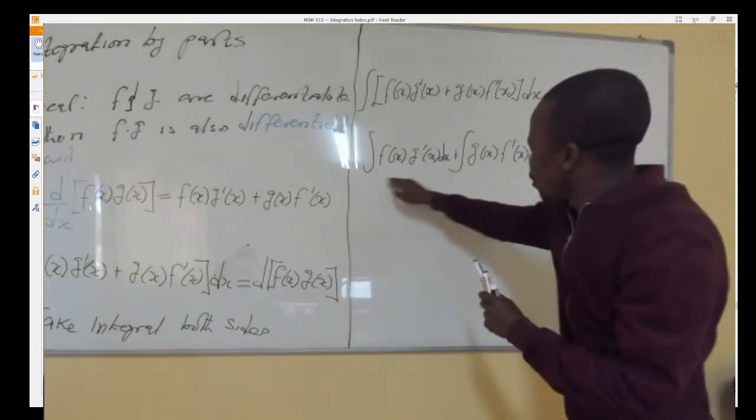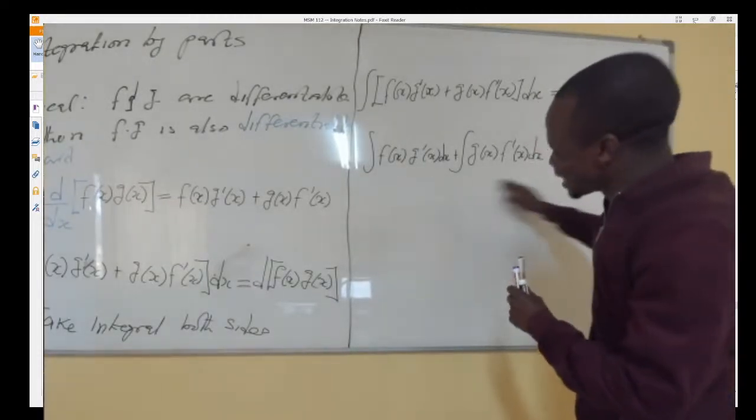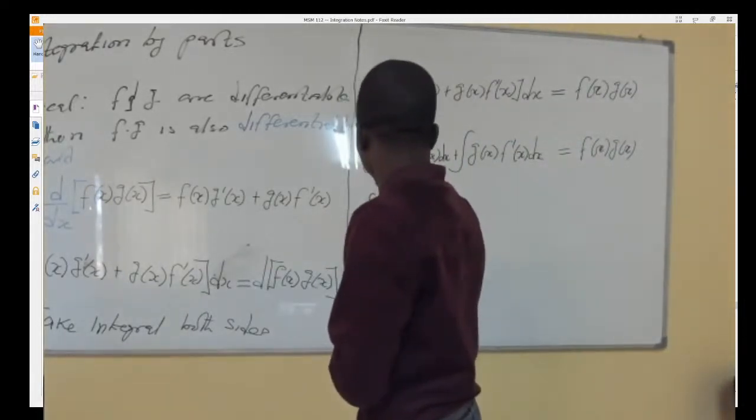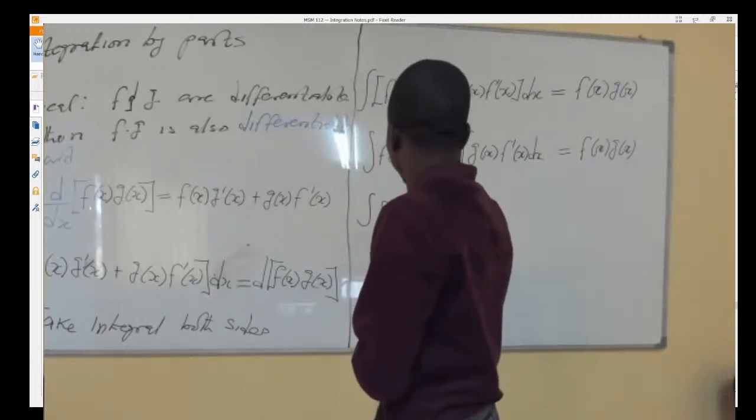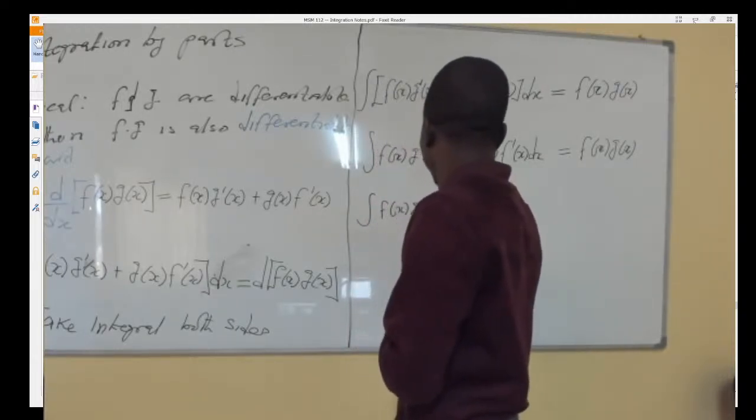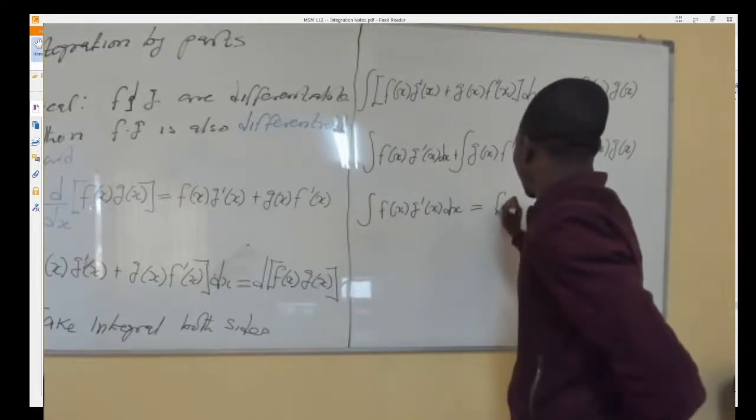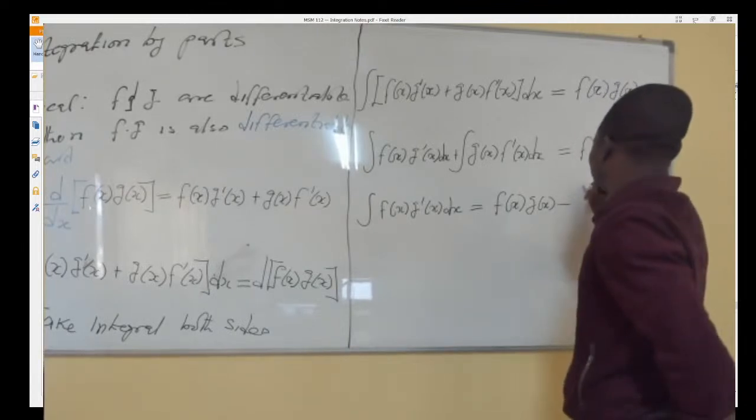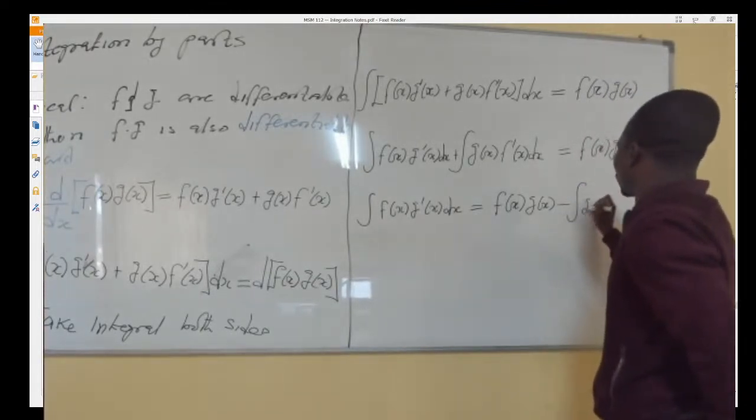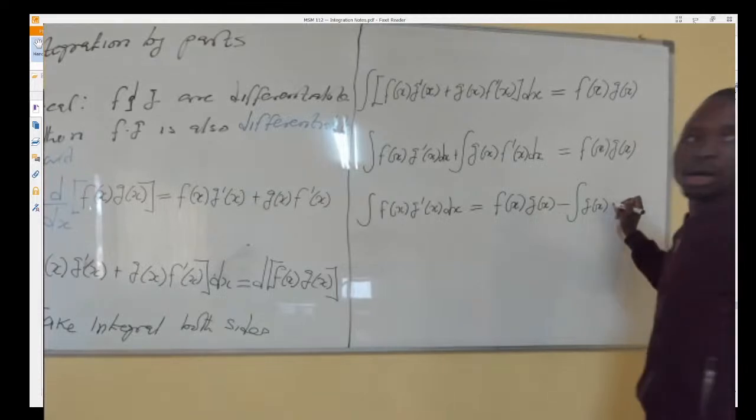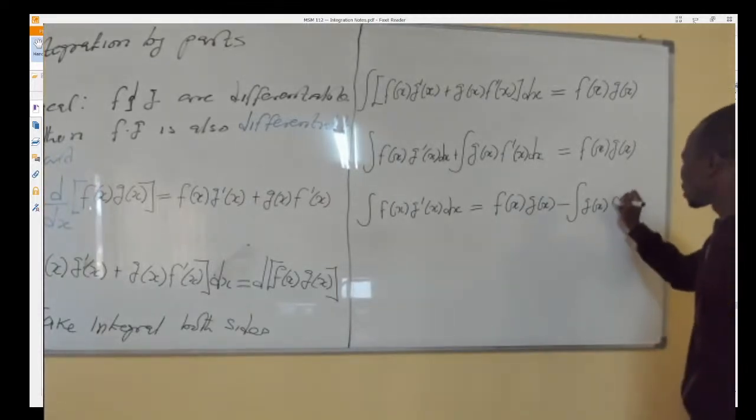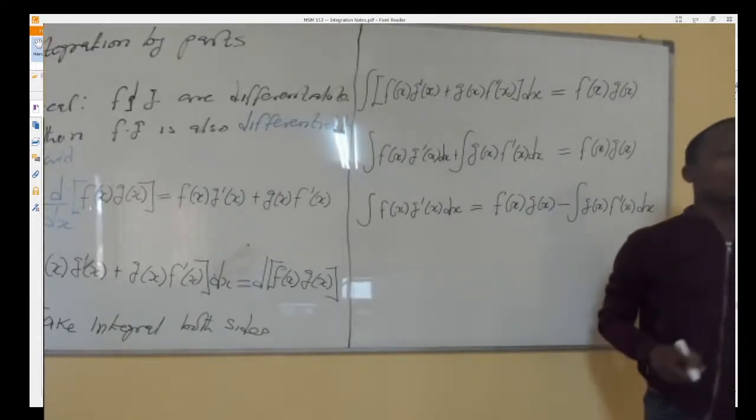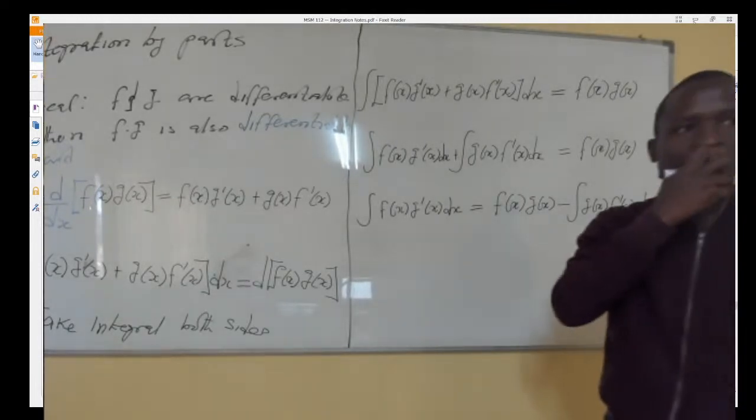We can rewrite this equation, and then on the left hand side we remain with the integral of f of x times g prime of x dx, which is equal to f of x times g of x minus the integral of g of x times f prime of x dx. Okay, so this is the formula you've seen here.